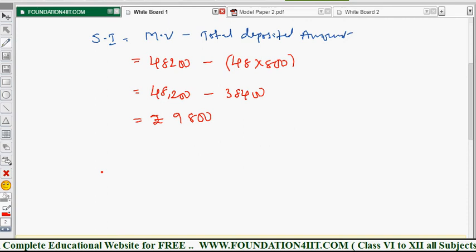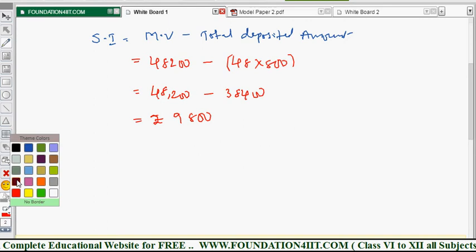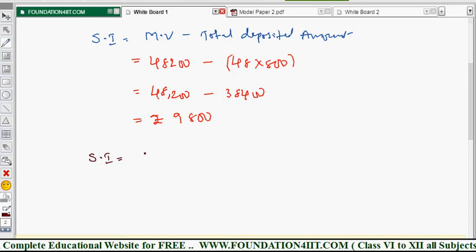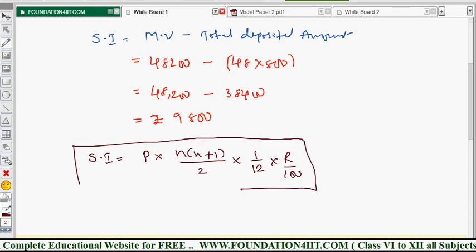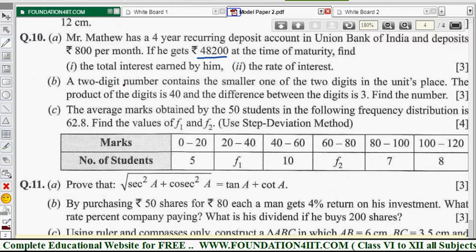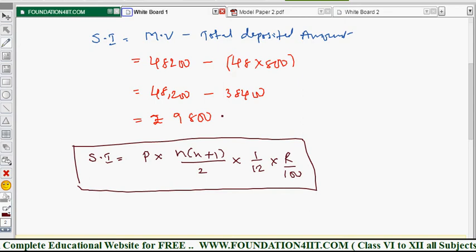Now let R be the rate of interest. The simple interest formula is simple interest equals P into n into n plus 1 by 2 into 1 by 12 into R by 100. Using this formula you can find the R value. There are two questions here. First is the total interest, the simple interest, which we got as 9,800. Now using this formula we find the rate of interest.